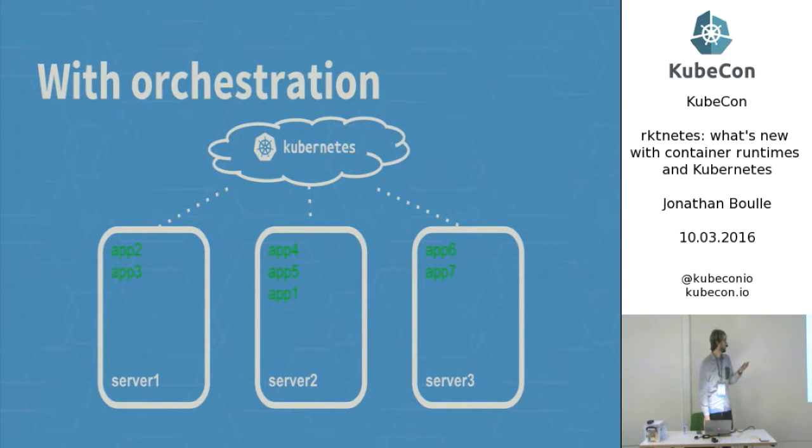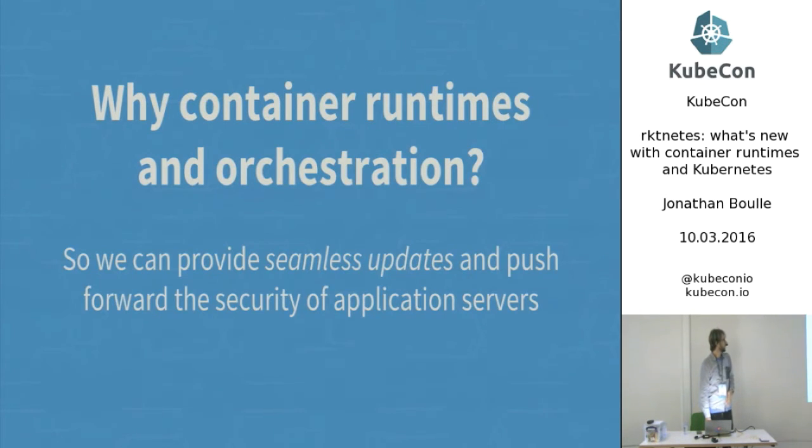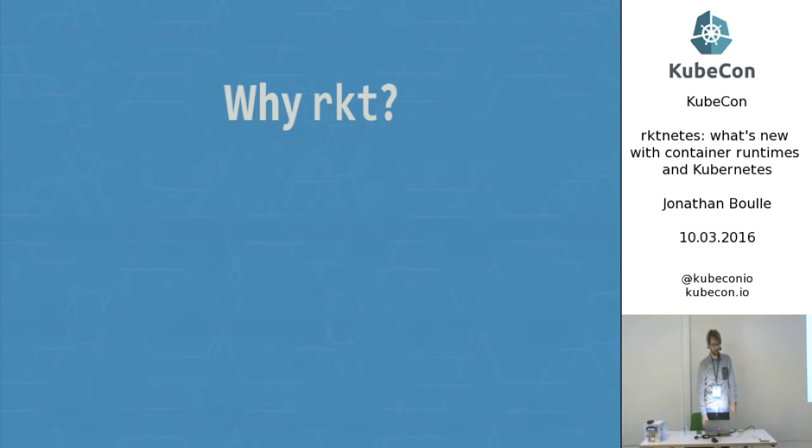And I've said magical orchestrator. Well, for us, that's Kubernetes. So Kubernetes is responsible for distributing applications in the cluster and migrating them when servers become unavailable. So again, that was the 5-minute, very quick summary of why we're working on all this stuff, why we're interested in container runtimes and orchestration. Ultimately, it's so that we can provide seamless updates to the operating system and push forward the security of application servers. So that's why we're interested in those things.